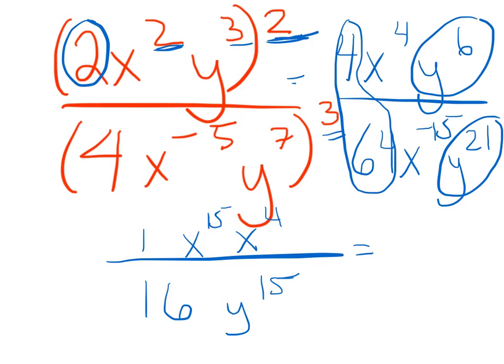And now I can simplify what's in my numerator. 1 times x to the 15th times x to the 4th will just be x to the 19th. Can I keep a coefficient of 1 there if I want? Sure, but you don't need to. And then you have 16y to the 15th.